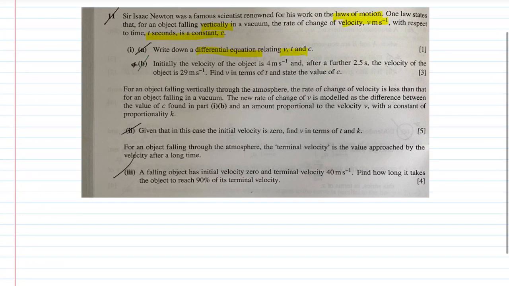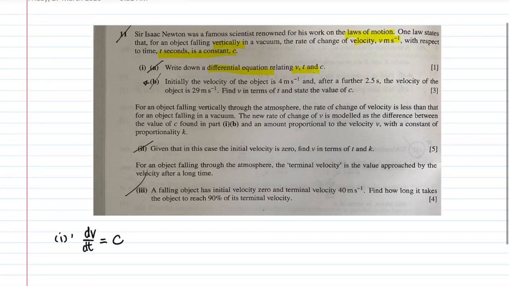This is one of the easiest questions I think you would ever see in the paper. So part 1 is very simply, they say that the rate of change of v in relation to time is c. Your answer is just dv over dt equals c. That is all. Part 1a, very, very simple.